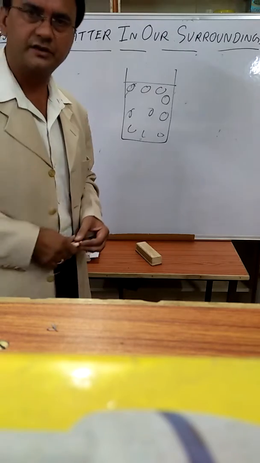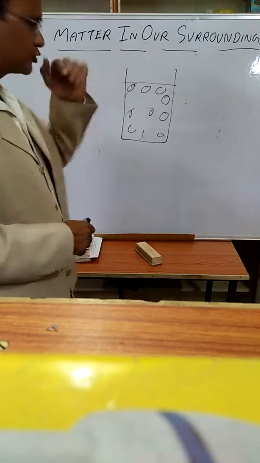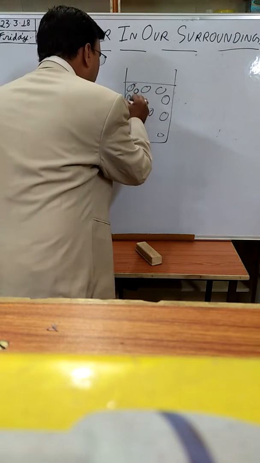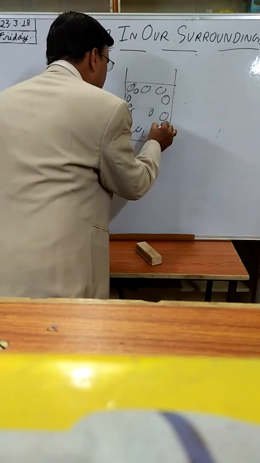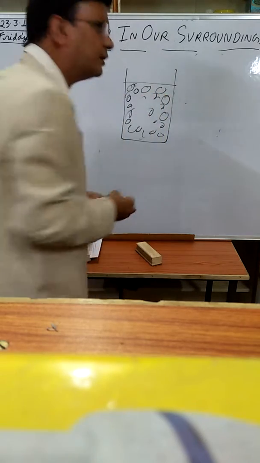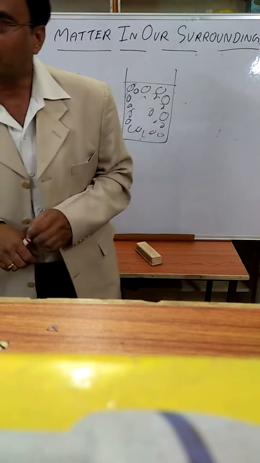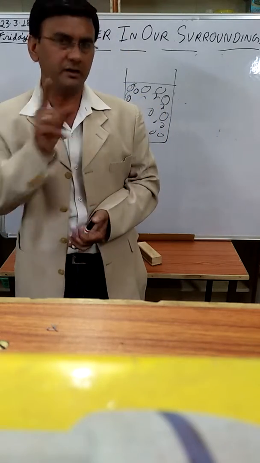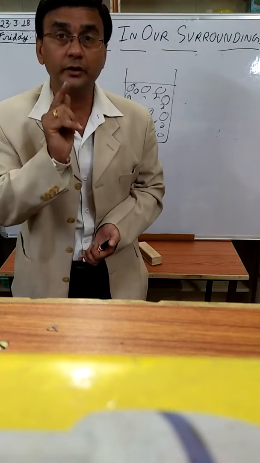Now we add some sugar crystals in this glass. Those sugar crystals will occupy the spaces between the water particles. So what will happen? The sugar will be dissolved in the water, but the level of water will not rise.